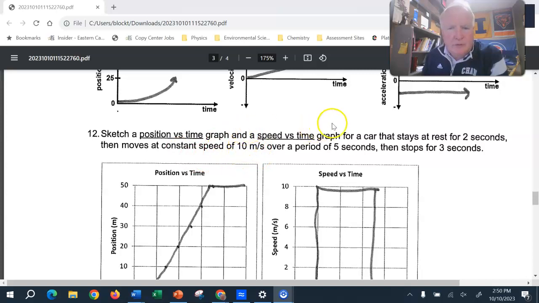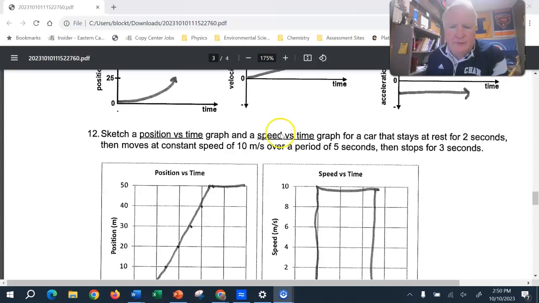All right, so what you need to do is take the words and figure out which way you want to use the words. So if you read this one, it says you're going to have to sketch both the position versus time and the speed versus time graph. And it talks to you in words of speed. And so you can do this one either way. You could do the speed graph first.